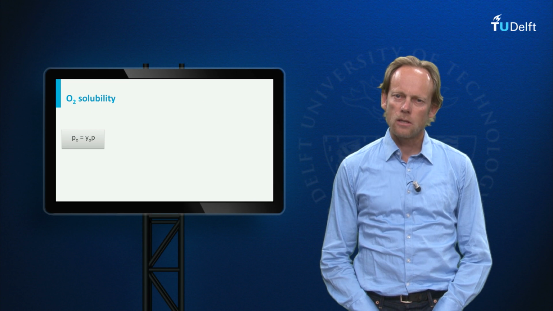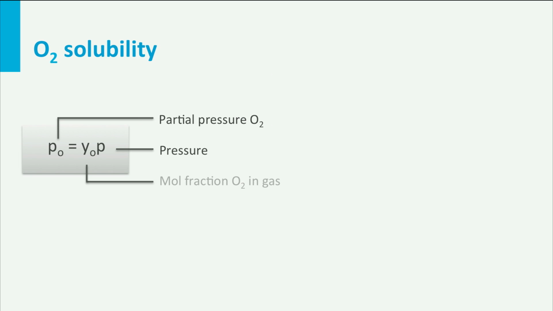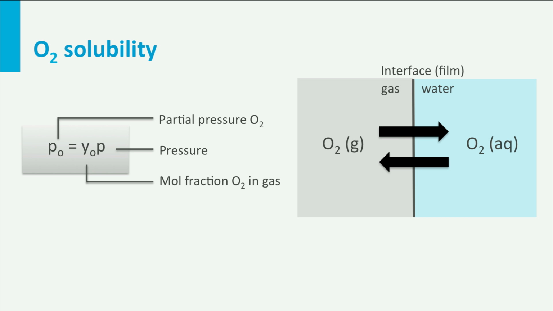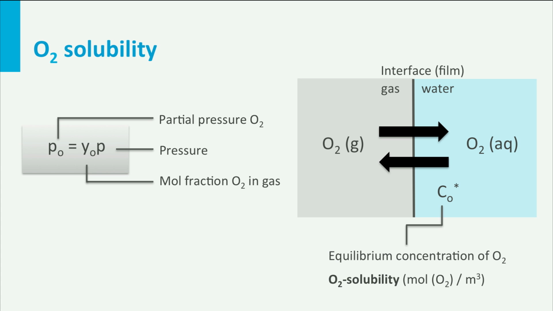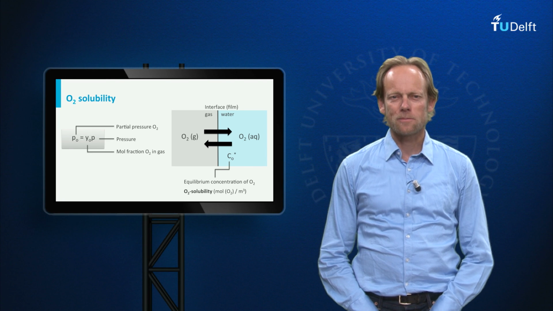Solubility is dependent on the partial pressure of the oxygen in the gas phase, which is determined by the overall pressure and the composition of the gas phase. According to the film theory, the bubbles are surrounded by a thin liquid film interface, through which the oxygen is transferred first to the liquid phase and then towards the cells. At the interface, the concentration of oxygen in the liquid is in equilibrium with the concentration of oxygen in the gas phase. We call this the equilibrium concentration, or solubility, CO star.